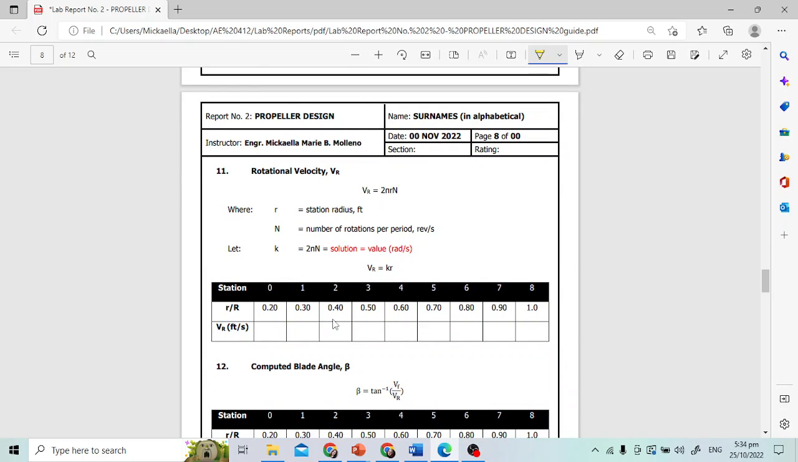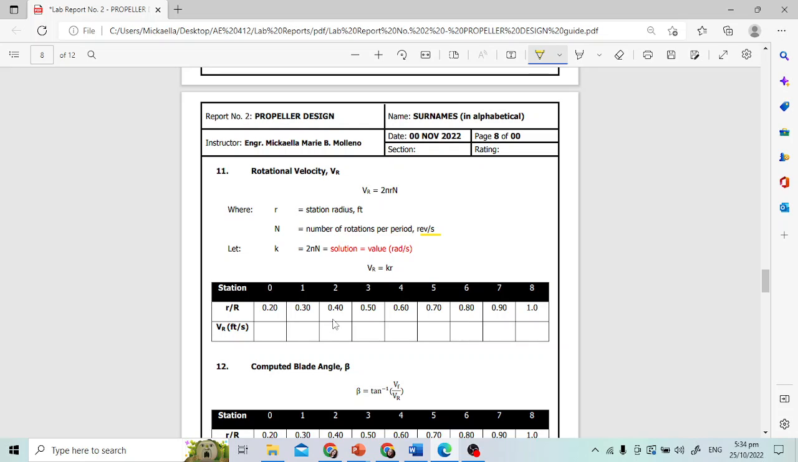So, now, for the 11th part, we have the rotational velocity, which is V sub R. Yung formula niya is 2 pi Rn. So, note na yung, diba I told you kanina, yung in-assume natin na N is in RPM, pero yung kailangan dito is in revolution per second. So, just kindly make sure na magko-convert kayo.